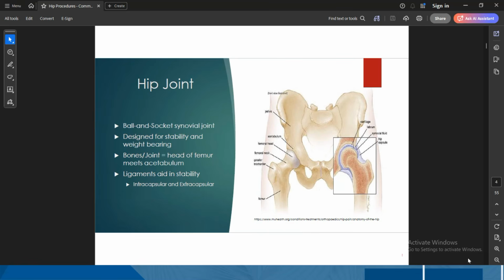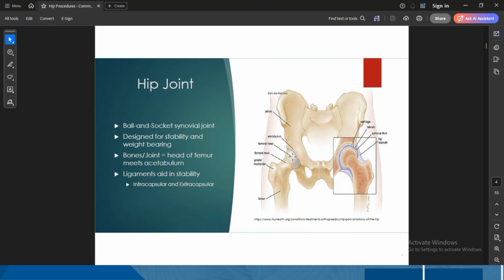So here is the hip joint. Basically, the hip joint is a ball and socket synovial joint like the shoulder. The hip joint is designed for stability and weight bearing. As all of us know, most of our weight is borne by the hips. In the hip joint, the head of the femur meets the acetabulum. So this is the head of the femur, and here is the acetabulum. Basically, the hip joint constitutes a joint between the acetabulum and the femoral head.